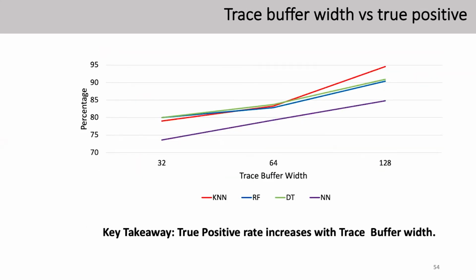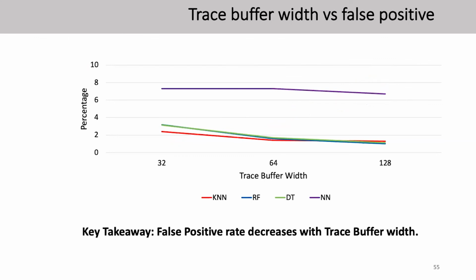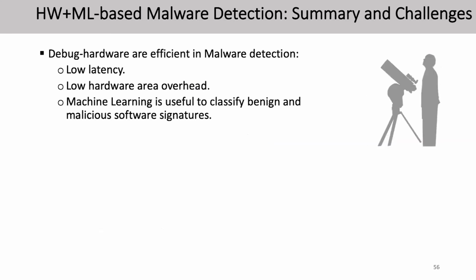And then we used different trace buffer widths. As you can see here, increasing the trace buffer width increases the true positive rate, which is quite obvious, because with more trace buffer width, you get a deeper insight into the chip, and that helps you understand better whether the program is malicious or not. Similarly, it reduces the false positive rate, because again, more trace buffer width means more insights.